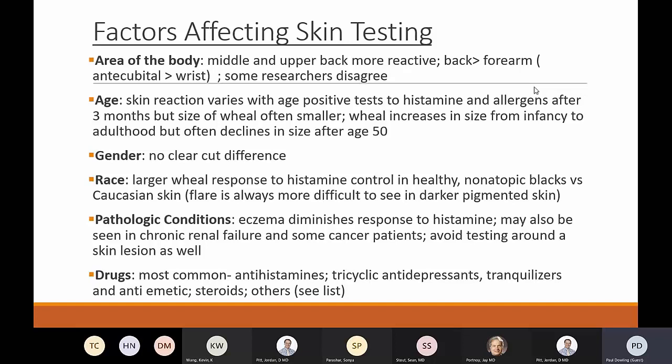Age can be a factor as well. The skin reaction varies with age, with positive tests to histamine and allergens after 3 months, but the wheal is often smaller. Wheal increases in size from infancy to adulthood, but often declines after age 50.